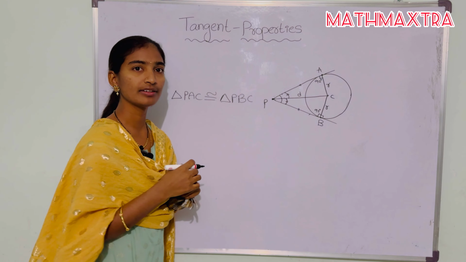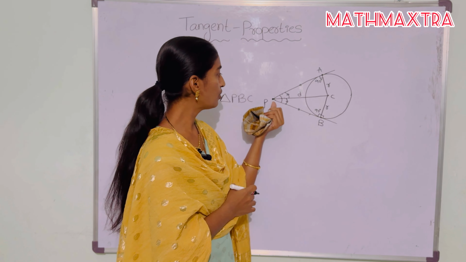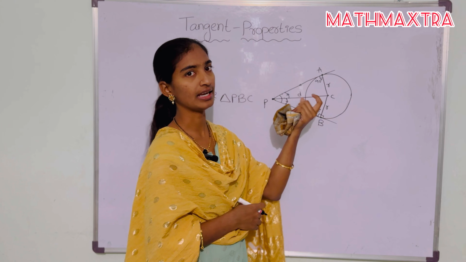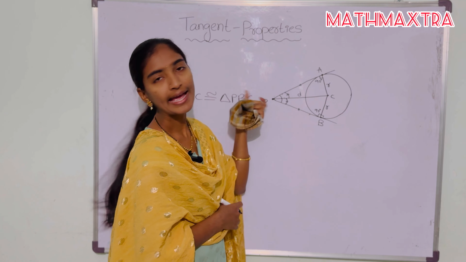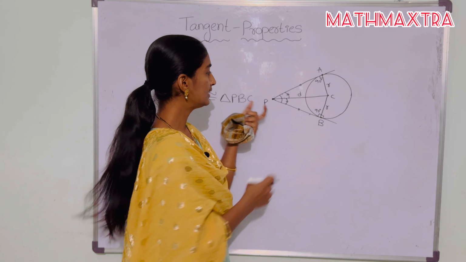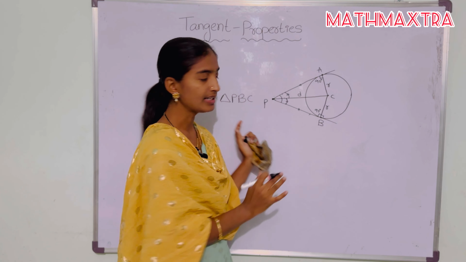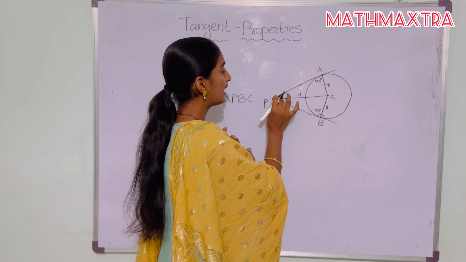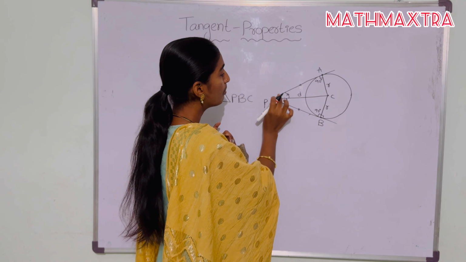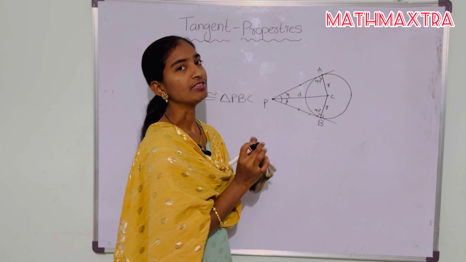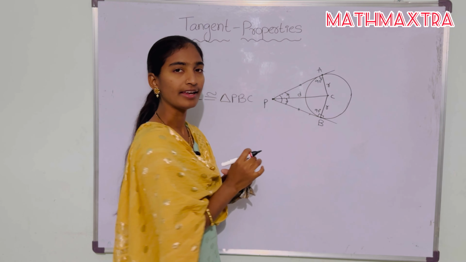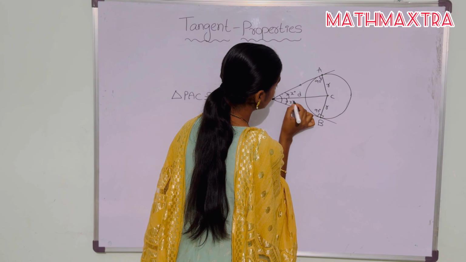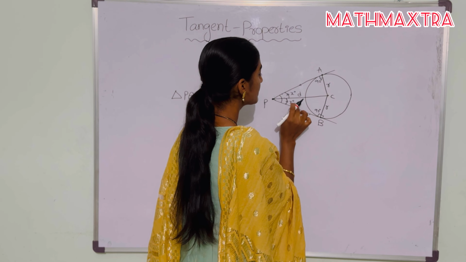So by this, what can we conclude? We can conclude that the line joining the external point to the center of the circle always bisects the angle between the tangents. See, PB and PA are tangents, right? This total angle is the angle between the tangents. So this line segment PC bisects the angle between the tangents, means these two angles are equal. If I consider these angles to be x degrees, as these two are equal, what happens? This is x degrees.